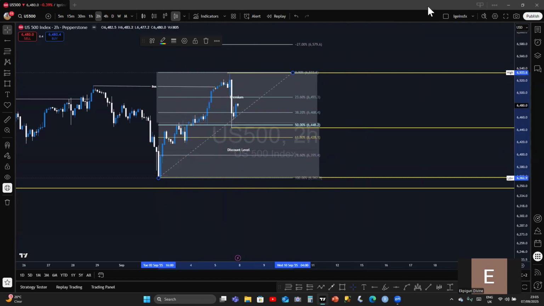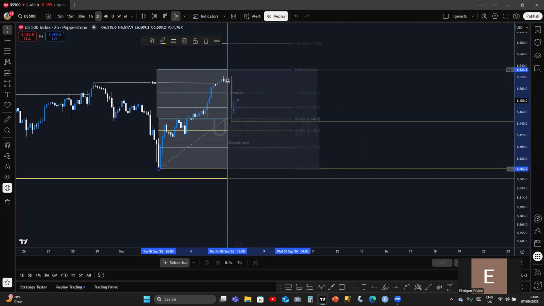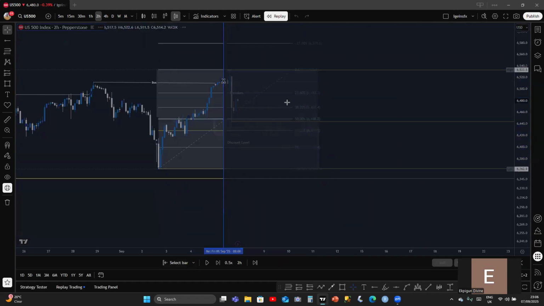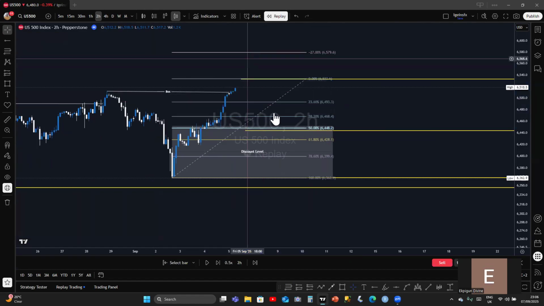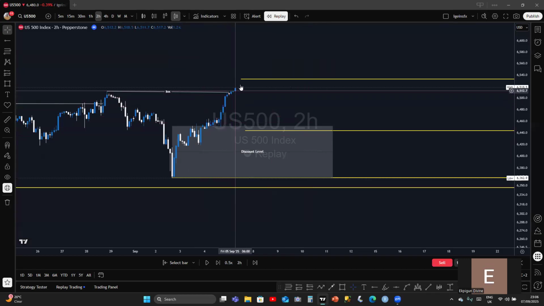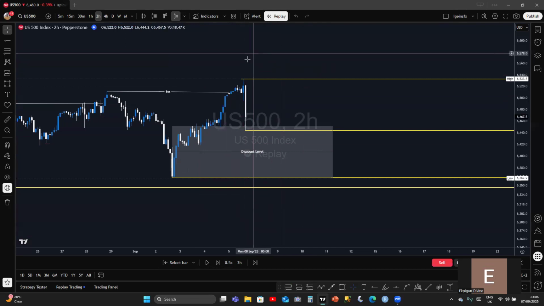Before, let's assume that price is here. If price is here like this, you cannot plot it. You know why? Because price has not given us a new high. So we have to wait for price to give us a new high. You see now, price has given us a new high because sellers rejected the price from here.